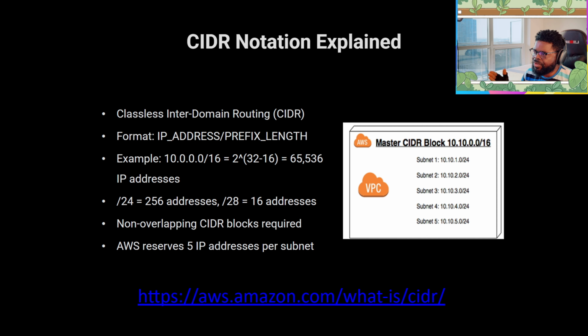So if you do /24, the formula will be the same. It's going to be 32 minus 24, and 2 raised to the power of that will give you 256 addresses. That's also why /32 gives you 32 minus 32, 2 raised to the power of 0, which is 1. That's why you have one address when you use your IP address with /32, okay?